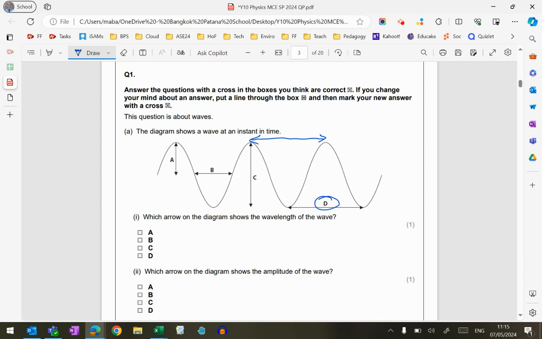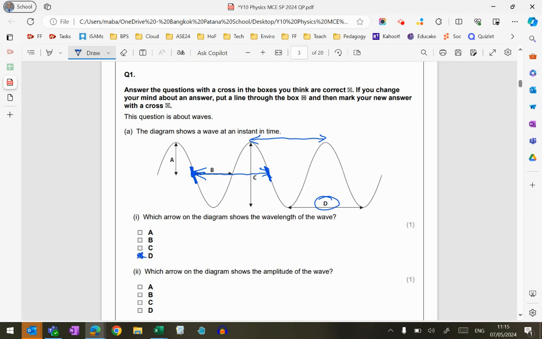Or it could be from an equilibrium position to an equilibrium position. Oh, so does that mean that B could be correct? No, because you can see here at this equilibrium position, the wave's sloping downwards. So we'd need to go to the next equilibrium position where the wave's going downwards again, right? So B is not correct. It would have to be twice that distance for it to be correct. So D is the correct answer for that one.